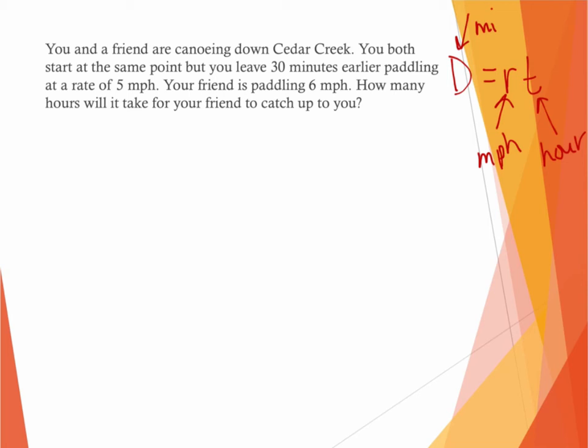Well, I know that you and your friend are going the same distance. You start at the same point, and your friend's going to catch up to you. So that means that you're going to end at the same point. So your distance and your friend's distance are going to be equal to each other.